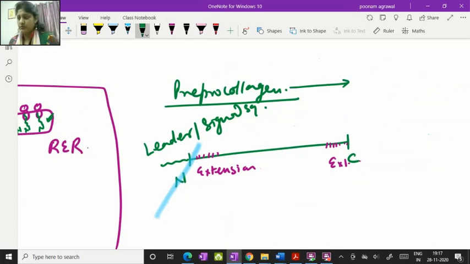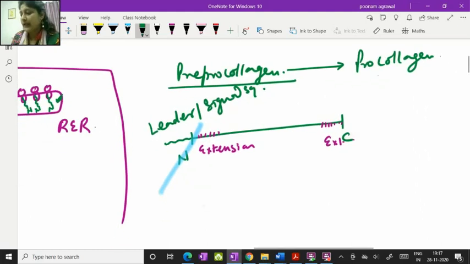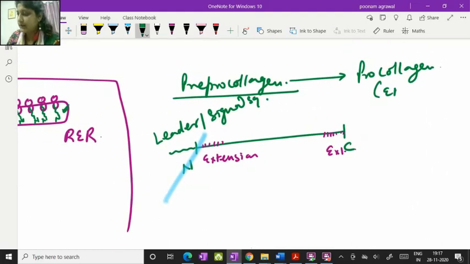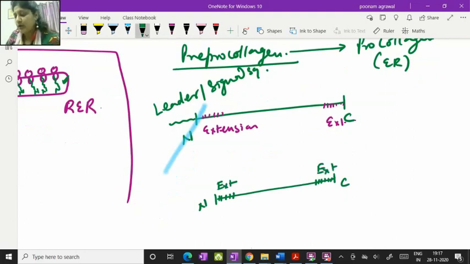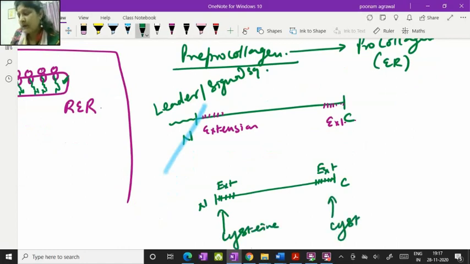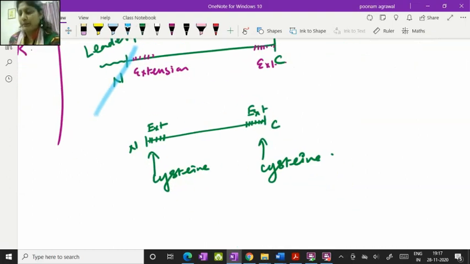So you should know the sequence of modification. The pre-procollagen, after removal of the signal or leader sequence, is converted to procollagen. And this procollagen, which is still in the endoplasmic reticulum lumen, is seen like this. This is the N-terminal, this is the C-terminal, with extension peptides on either side of it, as I have just told you. These extension peptides have a rich amount of cysteine residues on both ends. Cysteine, a sulfur-containing amino acid, is richly found in this extension peptide.